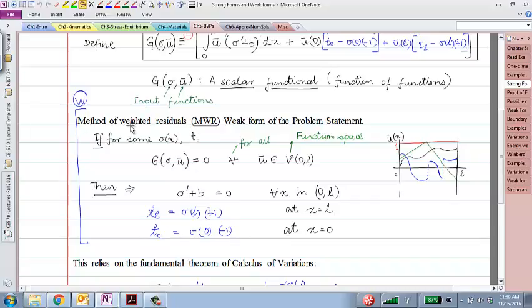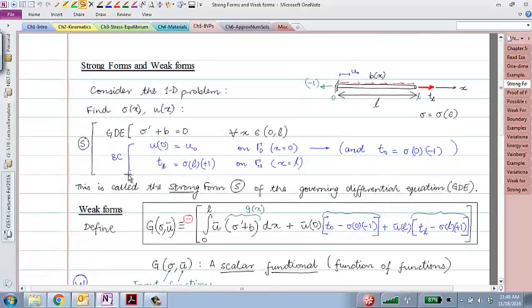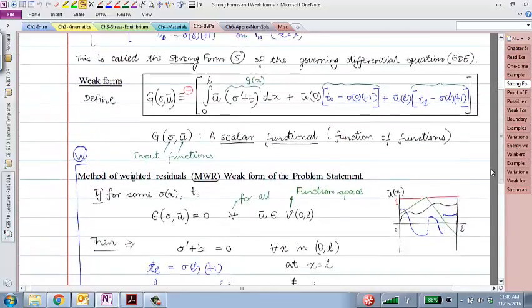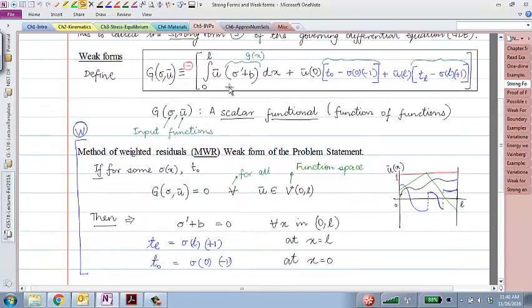So essentially, a solution to this method of weighted residuals form, the weak form, is a solution to the original strong form of the problem. All we have done is restate the original strong form of the problem in a weak form, where we used an integral rather than those differential equations to state the same problem. We have not simplified the problem by any means just yet, okay?